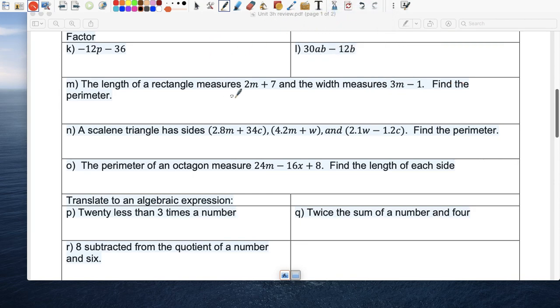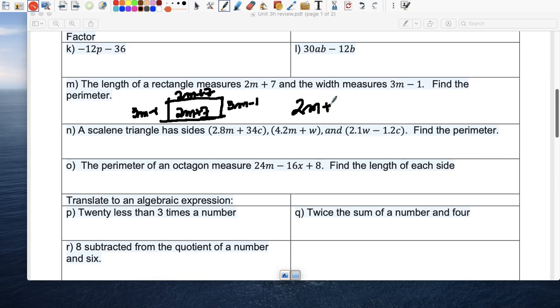The length of a rectangle measures 2m plus 7. The width measures 3m minus 1. Find the perimeter. 2m plus 7, which means this guy is 2m plus 7. 3m minus 1 is the width, and this is 3m minus 1. Find the perimeter. You can add all of them up, right? 2m plus 7 plus 2m plus 7 plus 3m minus 1 plus 3m minus 1.